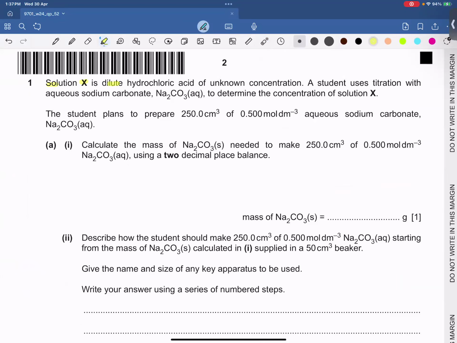Solution X is dilute hydrochloric acid. So that's the most important point, that solution X is basically dilute hydrochloric acid, and we don't know the concentration of this solution. A student uses titration with sodium carbonate to determine the concentration of solution X. By the way, hydrochloric acid is an acid, but sodium carbonate solution is basically an alkaline solution, which is why it is an acid-base reaction.